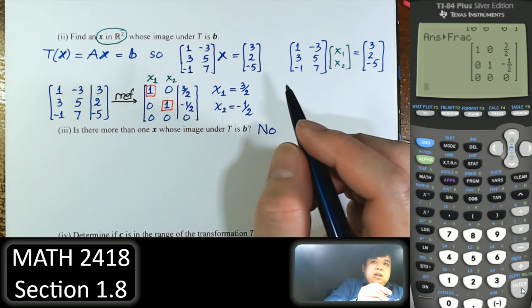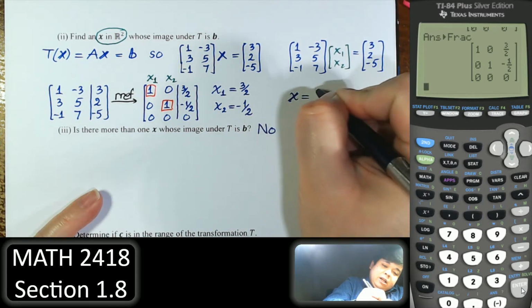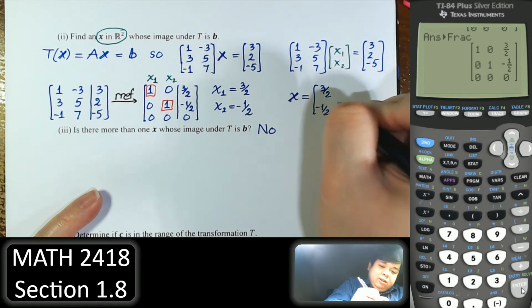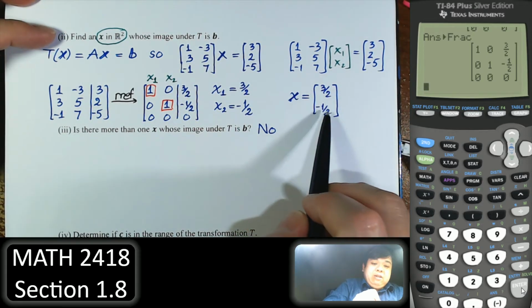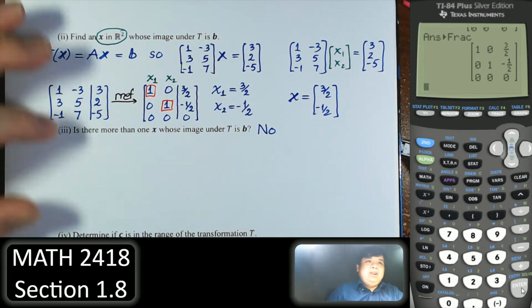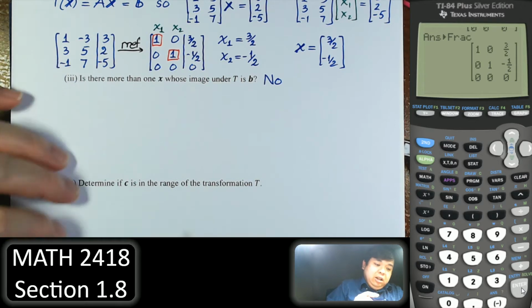And that's pretty much it. Only one solution. Or we say x is equal to 3 half and negative 1 half. That is the unique solution. So we say x equal to 3 half and negative 1 half is the pre-image of b. Right, so that works out that definition of the pre-image in this problem.